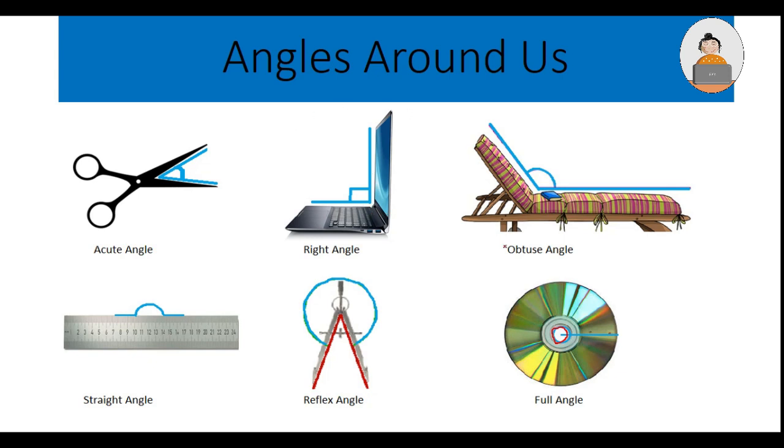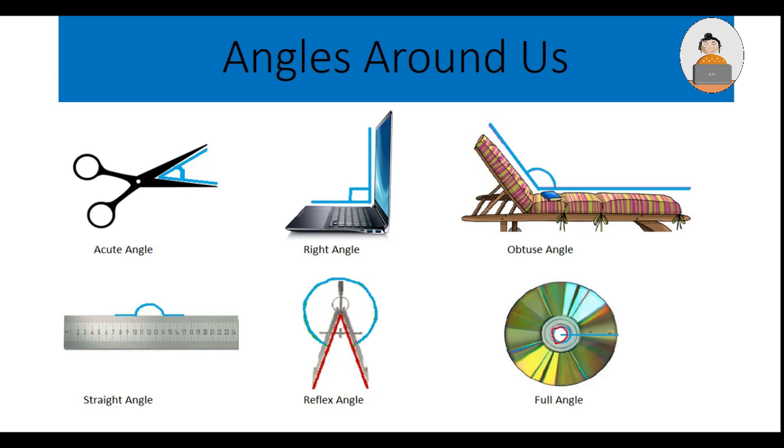Obtuse angle: as an example of an obtuse angle, if you have been to a beach, you will have seen a beach chair which gives you an obtuse angle, as you can see in the picture. Fourth one is the straight angle. We all have seen a scale, so the angle along the edge of the scale will be a straight angle. Fifth one is the reflex angle. You all have seen a compass.